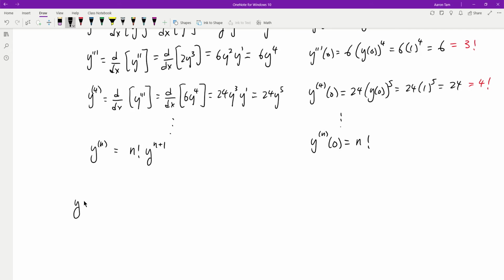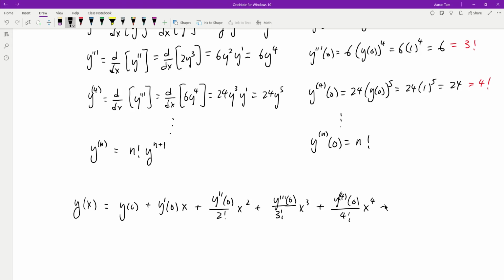Our Taylor series dictates that y of x should equal, remember, if we're assuming that p of x will converge to y of x, y of 0 plus y prime of 0 times x plus y double prime at 0 over 2 factorial x squared plus y triple prime of 0 over 3 factorial x to the third, and since we did a fourth one, the fourth derivative of y at 0 over 4 factorial x to the fourth plus dot dot dot plus the nth derivative of y at 0 over n factorial x to the n plus dot dot dot.